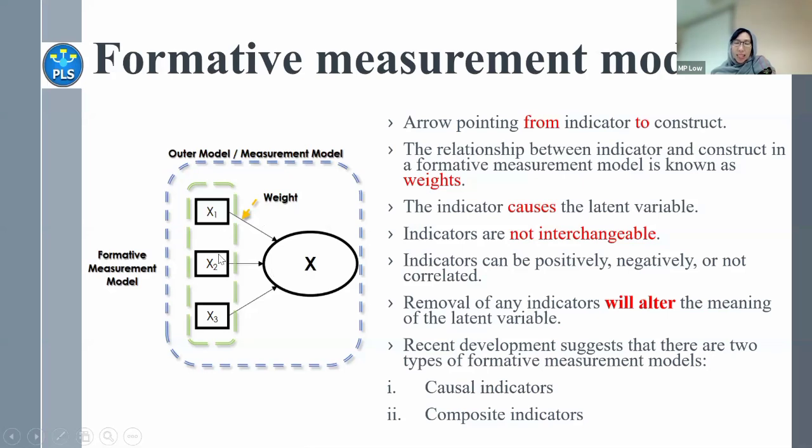So that's why all these indicators here form this construct. So we cannot simply remove, say, X1 or X2 or X3. Okay, so they are not correlated. So the relationship between the indicator and the construct in the formative measurement model here, we call this the weight. Okay, so the indicator causes the latent variable.